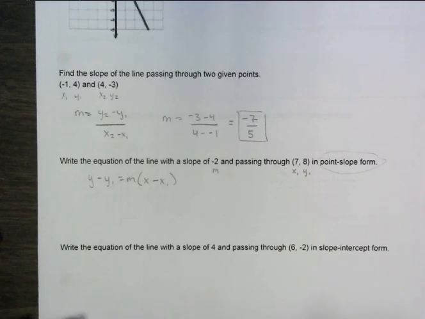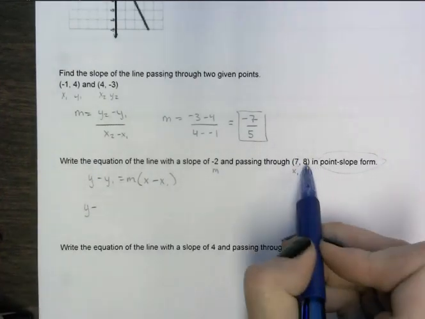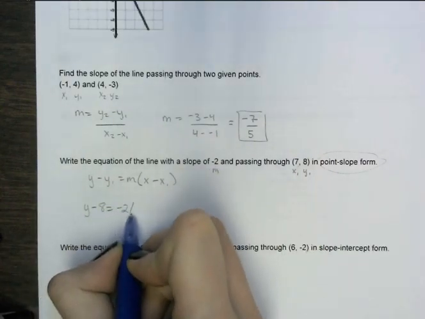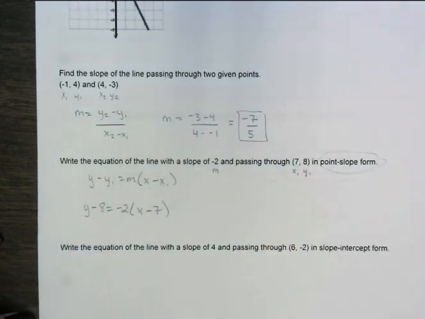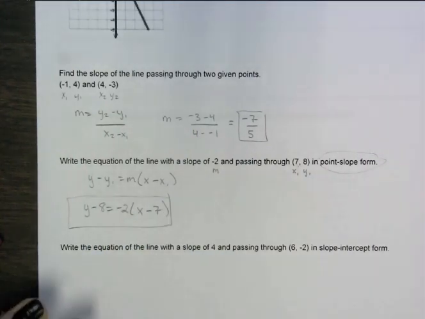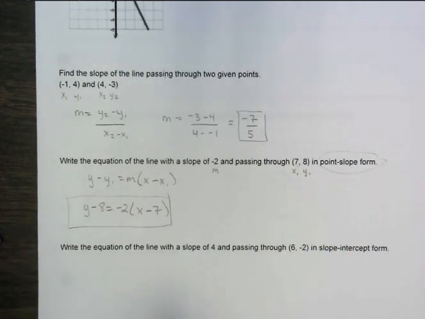So all I do is I plug those numbers into this equation. So I've got y minus, my y1 is 8, my slope is -2, x minus x1, which is 7. And I just leave it like that. Really simple if you know that form. Okay? If I wanted to go to slope-intercept form, I guess we'll do that on this next example.